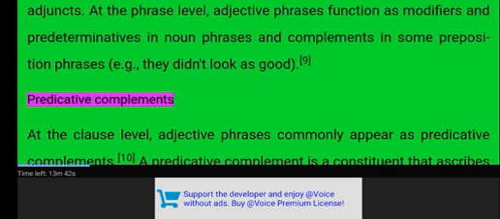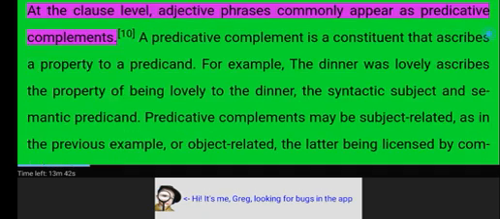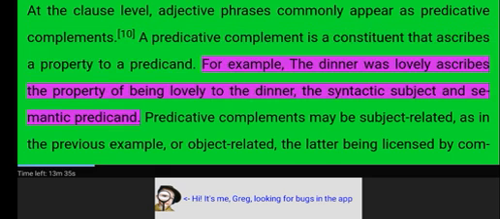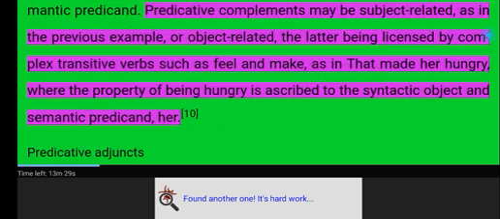Predicative complements. At the clause level, adjective phrases commonly appear as predicative complements. A predicative complement is a constituent that ascribes a property to a predicand. For example, the dinner was lovely ascribes the property of being lovely to the dinner, the syntactic subject and semantic predicand. Predicative complements may be subject-related, as in the previous example, or object-related, the latter being licensed by complex transitive verbs such as feel and make, as in that made her hungry, where the property of being hungry is ascribed to the syntactic object and semantic predicand, her.